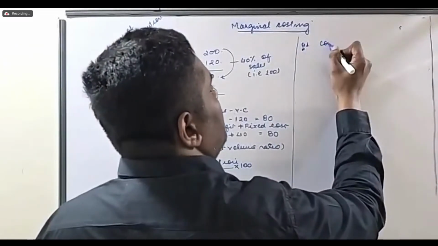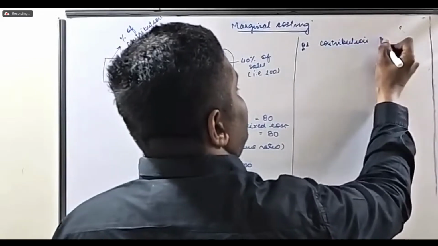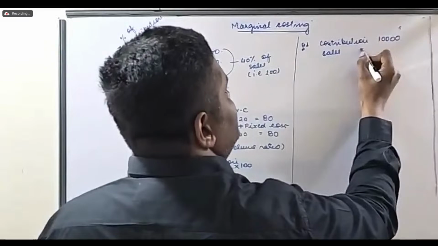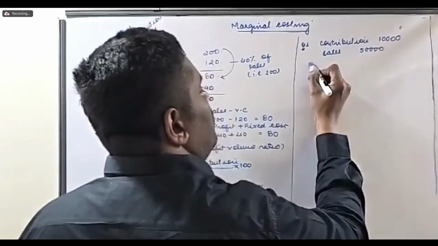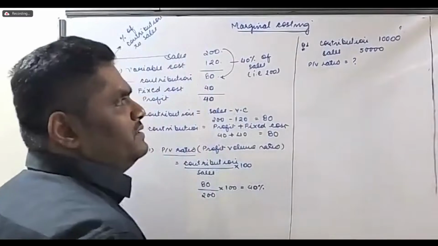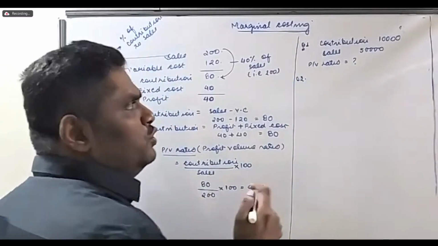Question number 1. Let's say my contribution is 10,000 and my sales is 50,000. So what will be my PV ratio? Waiting for your answers. You guys can start posting your answers.